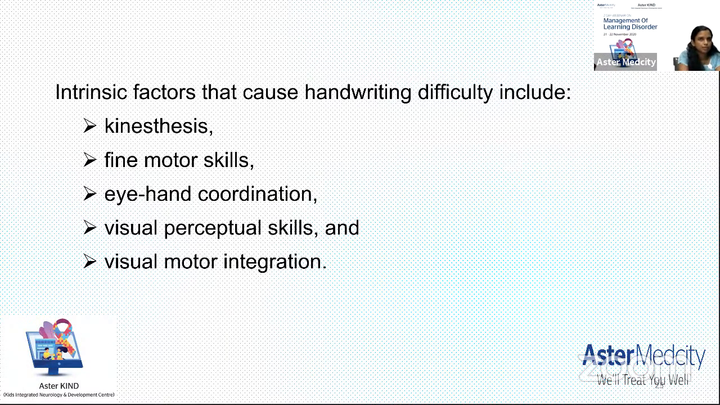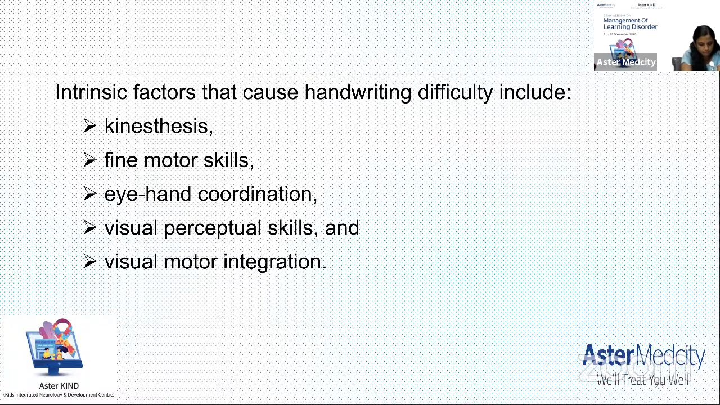So that is the main thing: if a child has inadequate eye-hand coordination, they may end up with illegible handwriting or poor written work. The next thing is visual perceptual skills. Visual perceptual skills enable a child to make sense of and interpret what they are seeing. And the last one is visual motor integration.